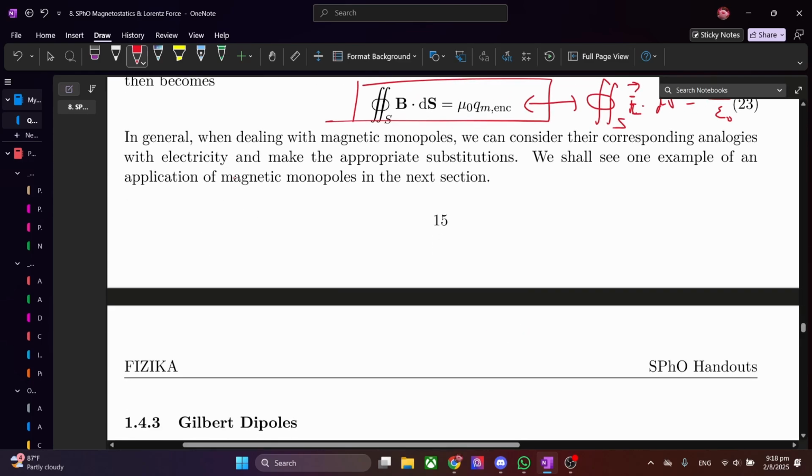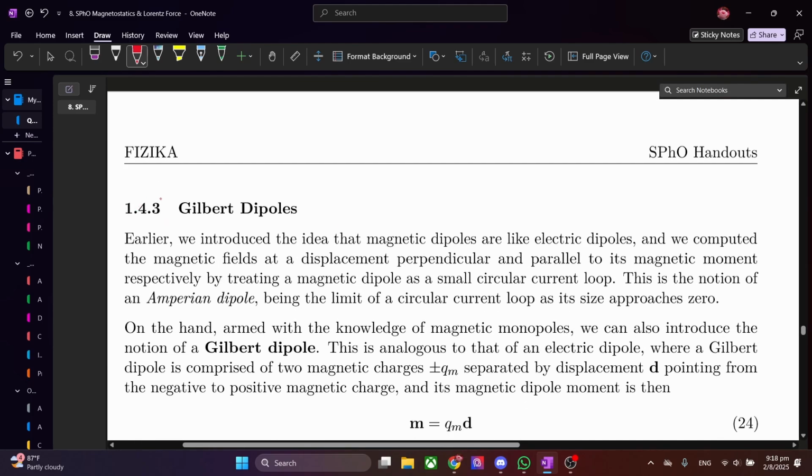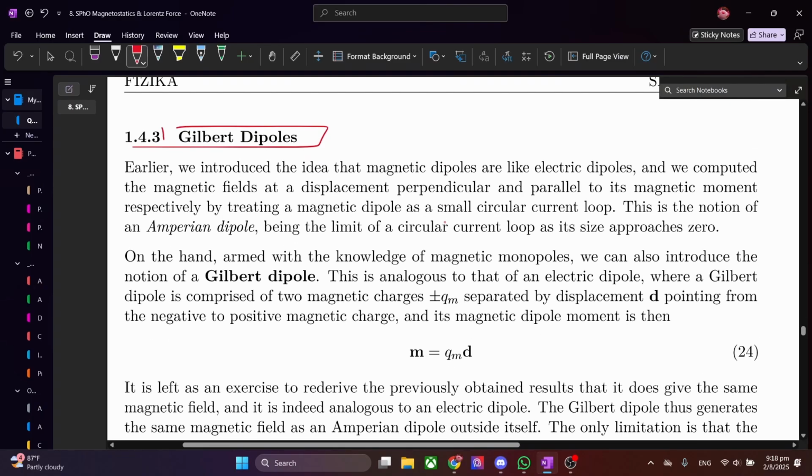But one application of magnetic monopoles that is applicable in real life is something we'll call Gilbert dipoles, which you said you needed an explanation for just now. Basically, Gilbert dipoles have the idea that magnetic dipoles are like electric dipoles, and just now we introduced that idea. But with the magnetic monopole analogy, we can introduce this notion of the Gilbert dipole.